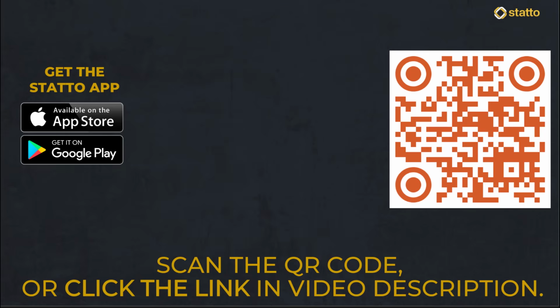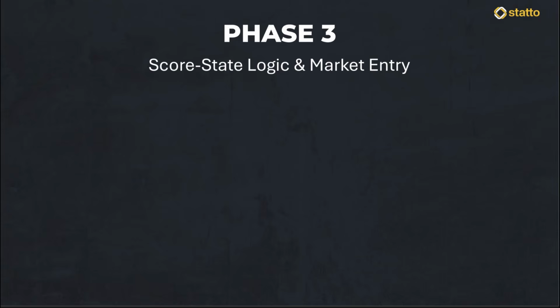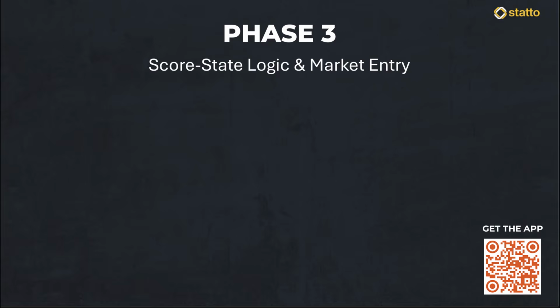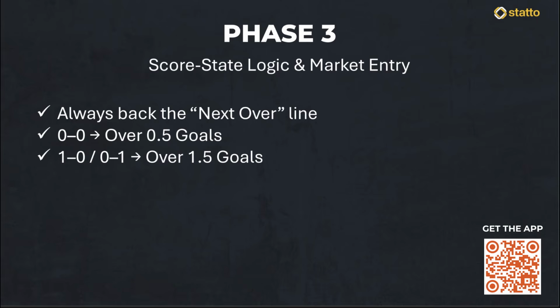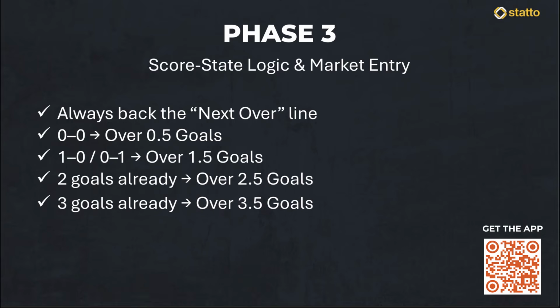That leads us neatly to phase 3, which is the score state logic and entry. This is where we decide which market to enter based on the current scoreline. The beauty of the SHOG system is its binary simplicity. We are always backing the next over line. If the score is 0-0, we back over 0.5 goals. If the score is 1-0 or 0-1, we back over 1.5 goals. If there are already 2 or 3 goals, we back over 2.5 or over 3.5 accordingly. We are isolating one more goal and nothing else.